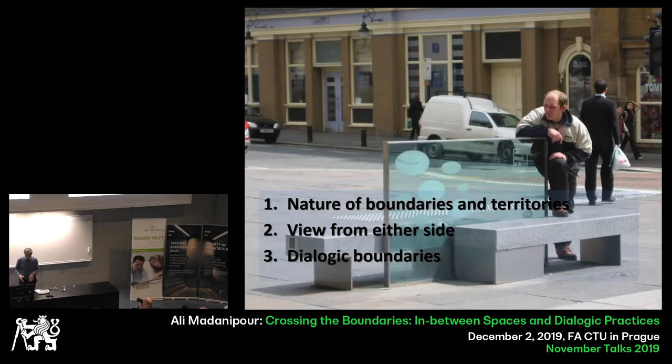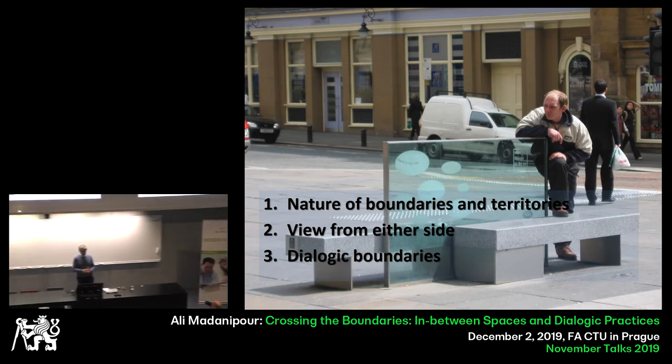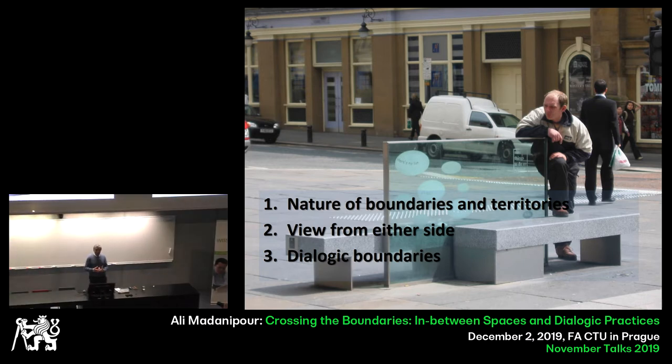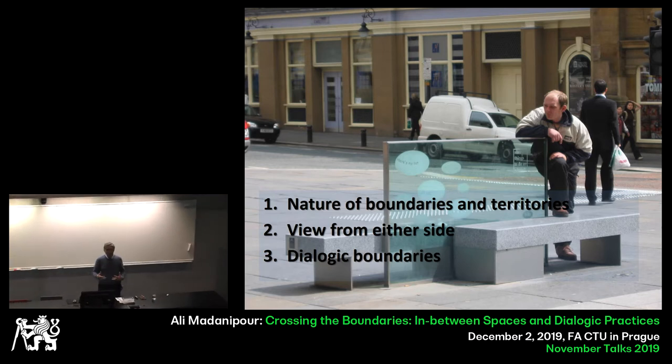So this is the structure of my talk. I'm going to say a bit about the nature of boundaries and what I mean by boundaries and territories that they define, and then talk about how these boundaries are seen from different sides, and then talk about how these boundaries can be crossed by dialogue, by interaction, and with a particular emphasis on public space.